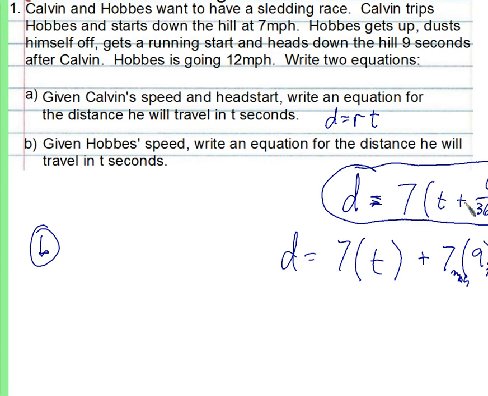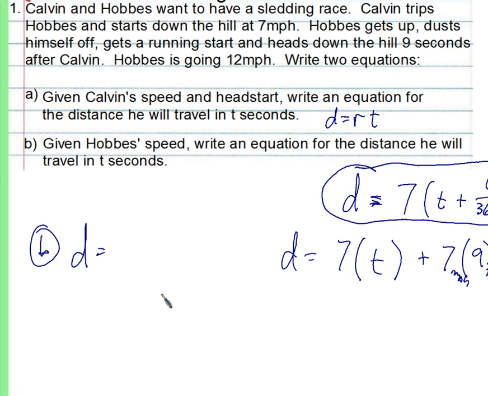We could go a different way. We could take t to mean Calvin's time, and then we take time away from Hobbs's time. He has less time to complete the same task. So it just depends on your perspective. So if this says t, that's fine as long as this equation has t minus 9/3600 or 1/400.